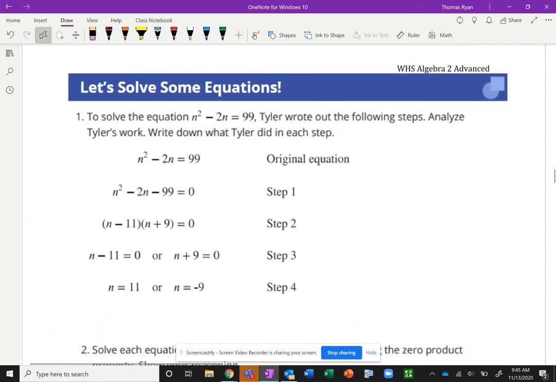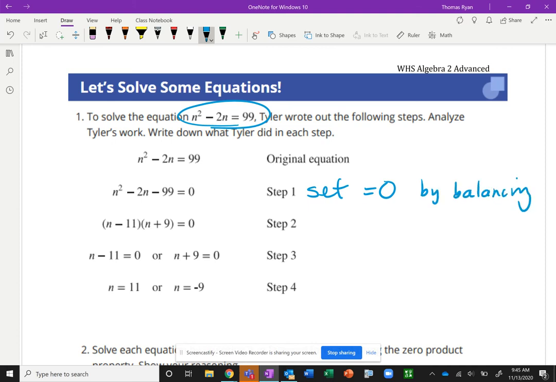So sure enough, Tyler's like, well, hey, I have a quadratic and I'm trying to solve it. I have some ax squared plus bx plus c, in this case c is 0, equals 99. Okay. So what did Tyler do? He set it equal to 0 by doing some balancing, by just doing a nice balancing of minusing 99 on both sides, classic Algebra 1.